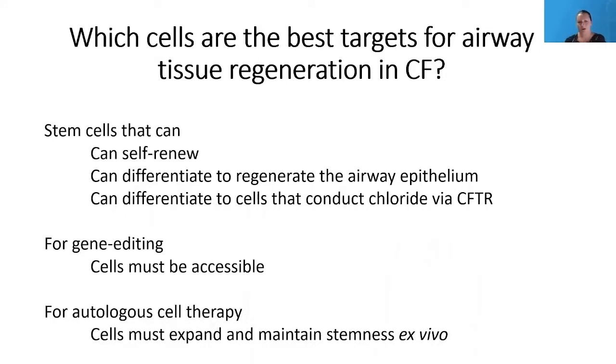And while we have these cells, we need to decide, well, really, what are the best targets for airway regeneration in cystic fibrosis? We need to be targeting a stem cell that can self-renew and reside in the airways for a long period of time, that they are capable of differentiating and regenerating all the cells that give rise to the airway epithelium, and that they can differentiate in cells that are capable of conducting chloride via the CFTR. Specifically for gene editing, the cells must be accessible by either the virus or the gene editing technology that is being delivered.